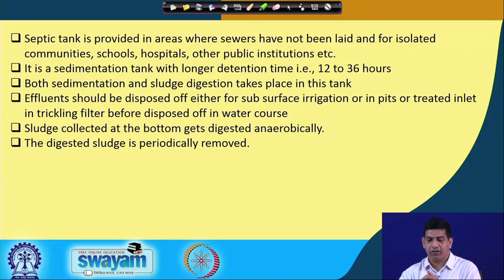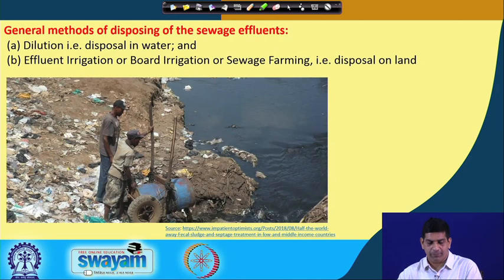Effluent needs to be disposed of in subsurface irrigation. Sludge will be collected and digested anaerobically. Digested sludge is periodically removed as well.